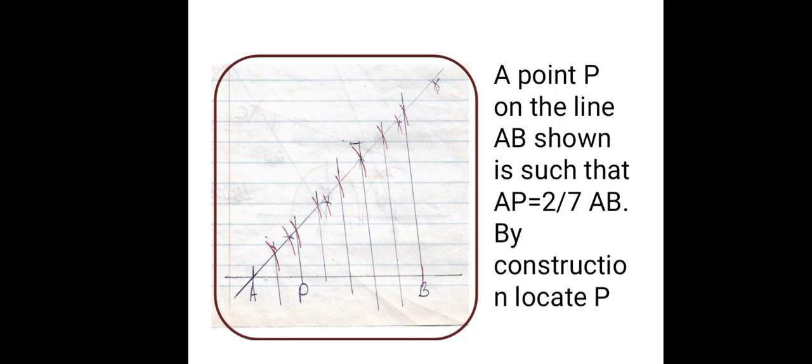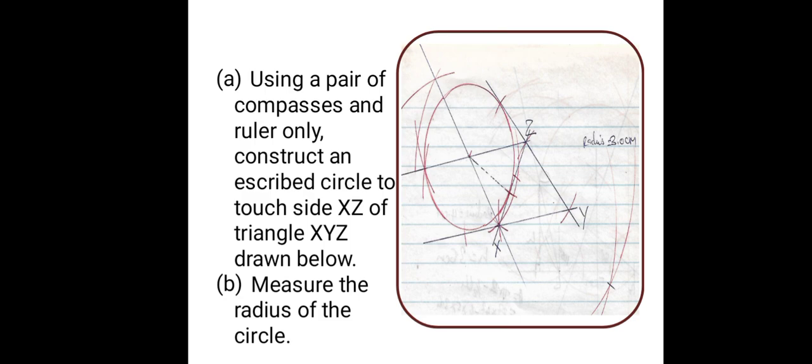A point P on line AB shown is such that AP is equal to 2/7 AB. By construction, locate P. Using a pair of compasses and ruler only, construct an escribed circle to touch side XZ of triangle XYZ drawn below. Measure the radius of the circle.